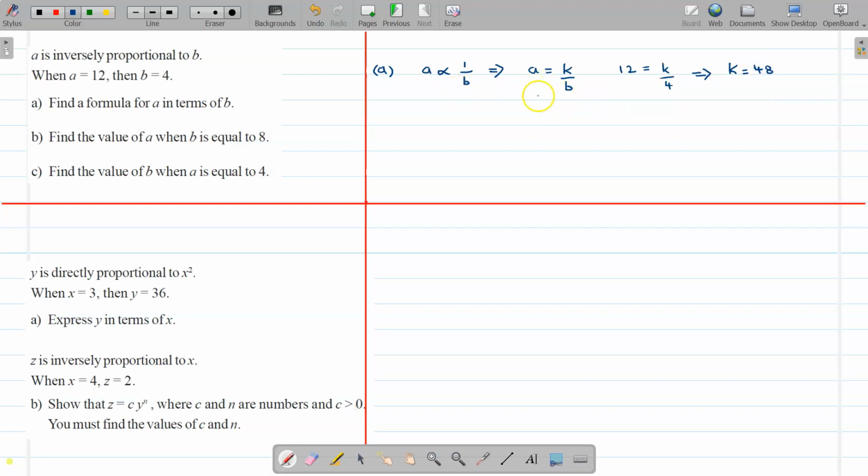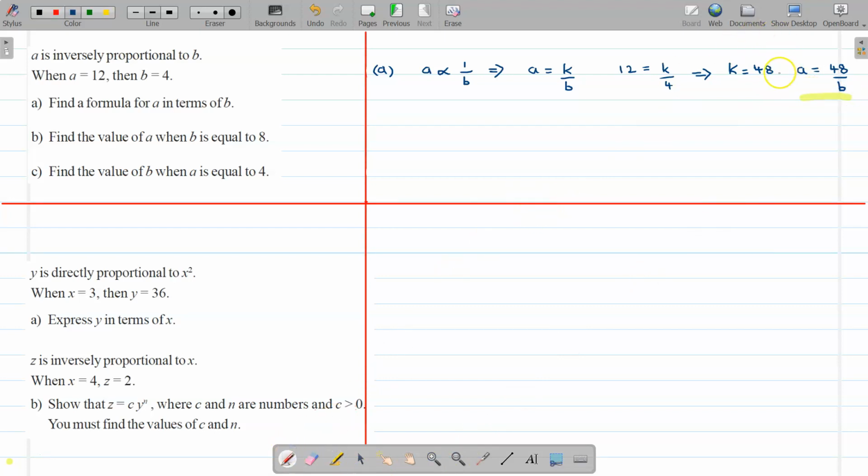So now we rewrite this equation here, but instead of using K, we can now use 48. So the answer to question A is that, I'll just put it over here, A equals 48 over B. Okay, that's the answer to the actual question.